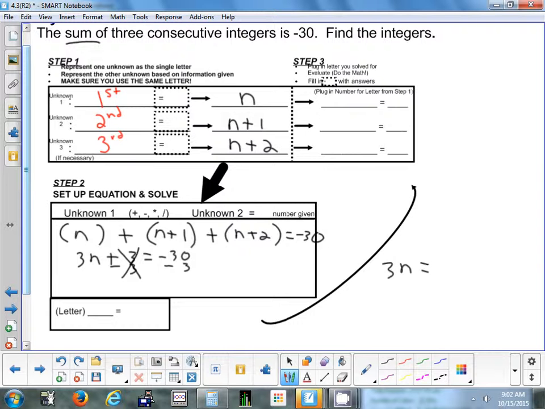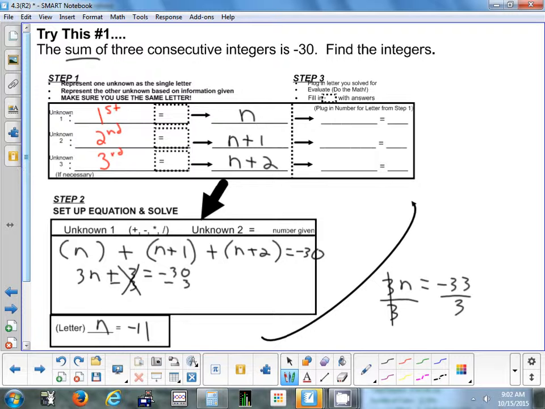Okay, so 3n equals, I heard someone say negative 33. And then you divide by 3. Good. And what do you get for n? Okay, so now we know our letter. n is negative 11. Go back up. Okay, fill it in for the first one. There's no arithmetic to do, it's just negative 11. Okay, the other ones, we get a little bit of arithmetic. What's negative 11 plus 1? Negative 10. And what's negative 11 plus 2? Negative 9. Okay, so those are my 3 answers.